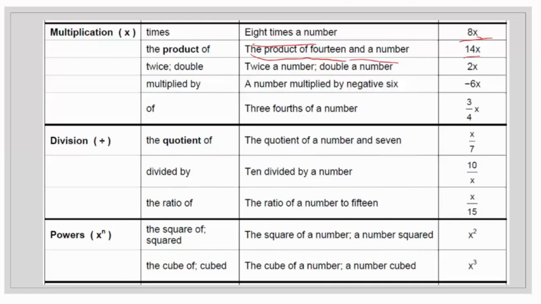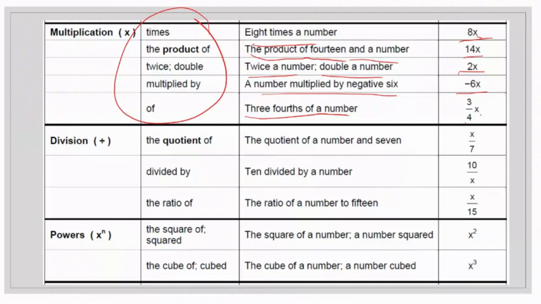It is just straightforward. You just need to understand the language. Twice a number, double a number, is straightforward. A number multiplied by a negative 6, that is straightforward. 3/4 of a number. When you've got 4, these are your keywords.